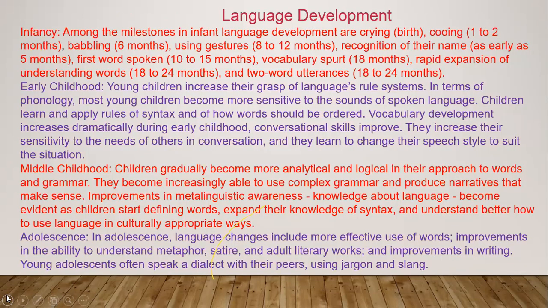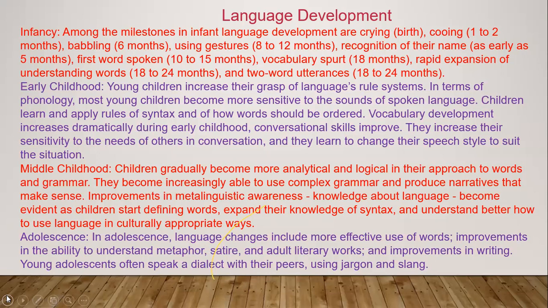Next, the third category is how children develop language. Infancy: among the milestones in infant language development are crying, cooing, babbling, using gestures, recognition of their names, first word spoken, vocabulary spurt, rapid expansion of understanding words, and 2-word utterances. This happens within 0 to 2 years.